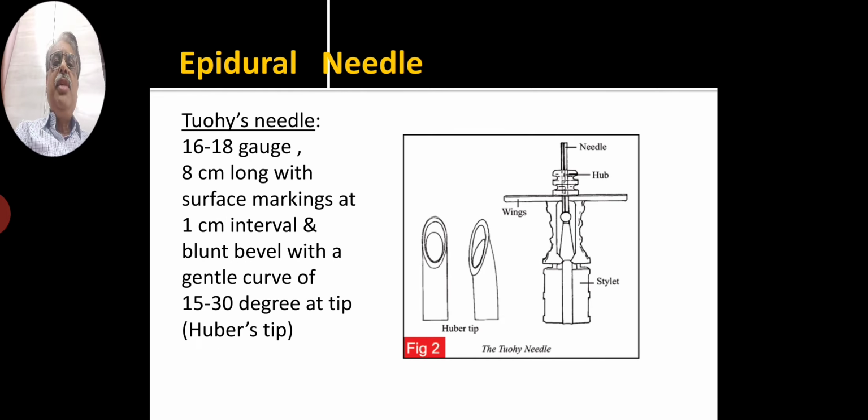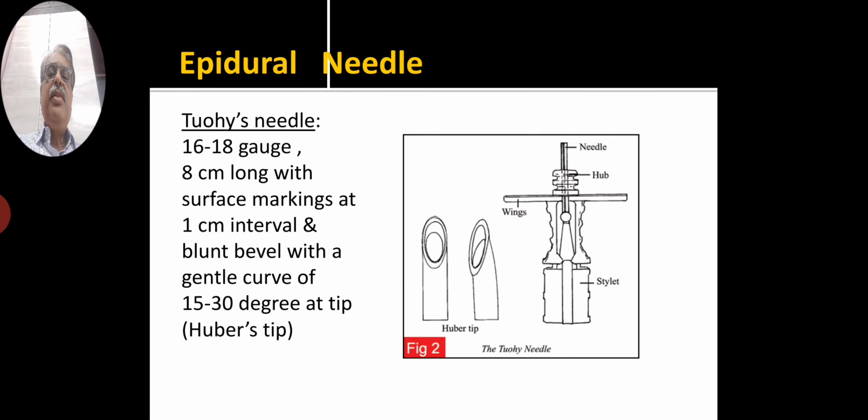Now we will see the epidural needles. This epidural block is given by epidural needles. The name of the epidural needle is Tuohy needle. The gauge is 16 to 18. The length is 8 cm. There are surface markings at 1 cm intervals. The tip is blunt. There is a gentle curve.